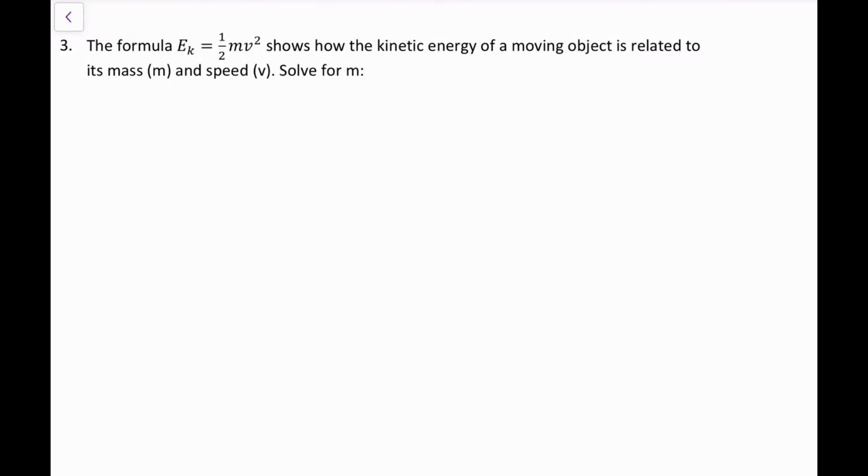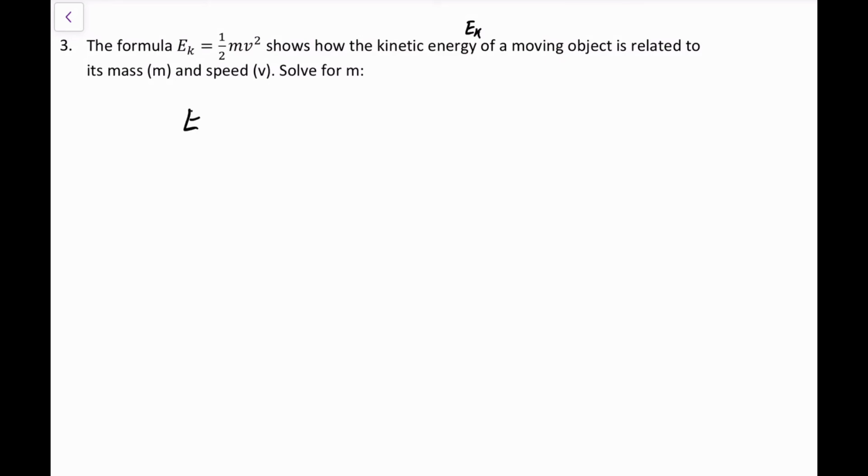Okay, let's look at one more example here. So this formula here, Ek equals 1/2 mv squared. This relates the kinetic energy of a moving object, we'll just write Ek there, to its mass and its speed. And so if we want to solve for m, so say we'd been told what the kinetic energy of the object is, we know how fast it's going, and we want to figure out what its mass is.